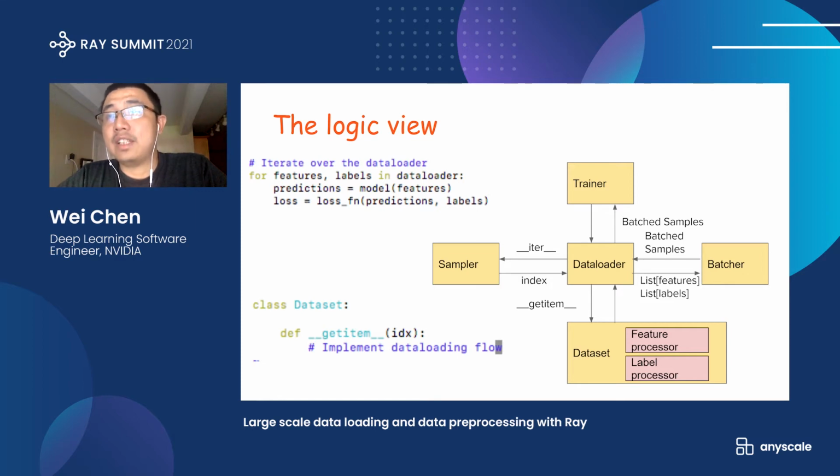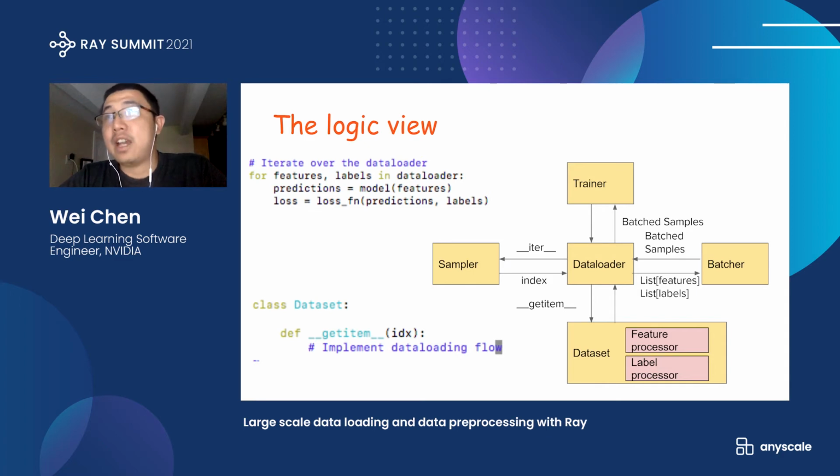Then we have the dataset. Dataset is basically an interface that the user can implement for the application. For this dataset interface, the most important API is getitem. This API takes an index and returns a training sample at the given index.